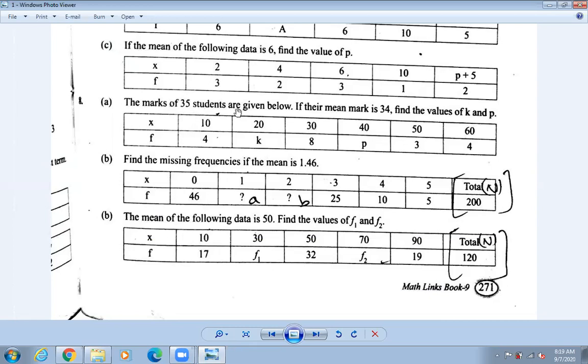Okay, the marks of 35 students are given below. If their mean mark is given over here, that means your 34 is what? It is the mean. So the mean mark is 34. Find the value of k and p. So here 2 things are missing. K is missing, p is also missing. That is, 2 things are missing.